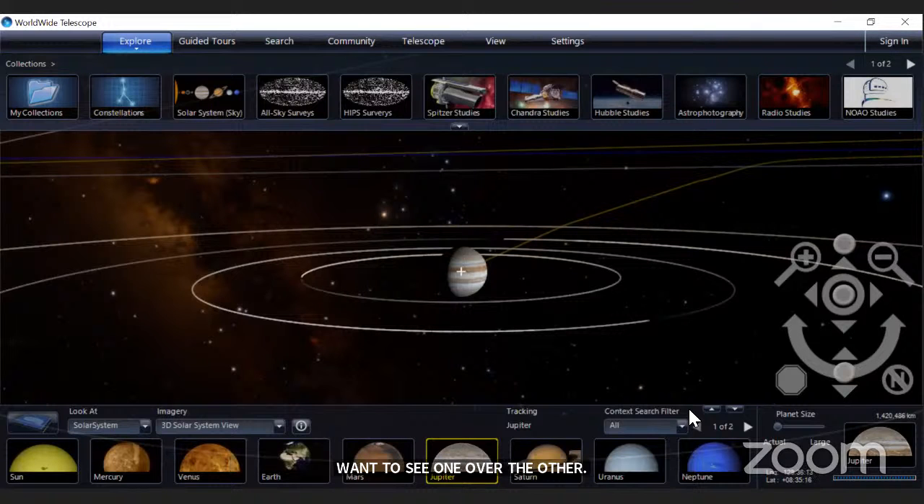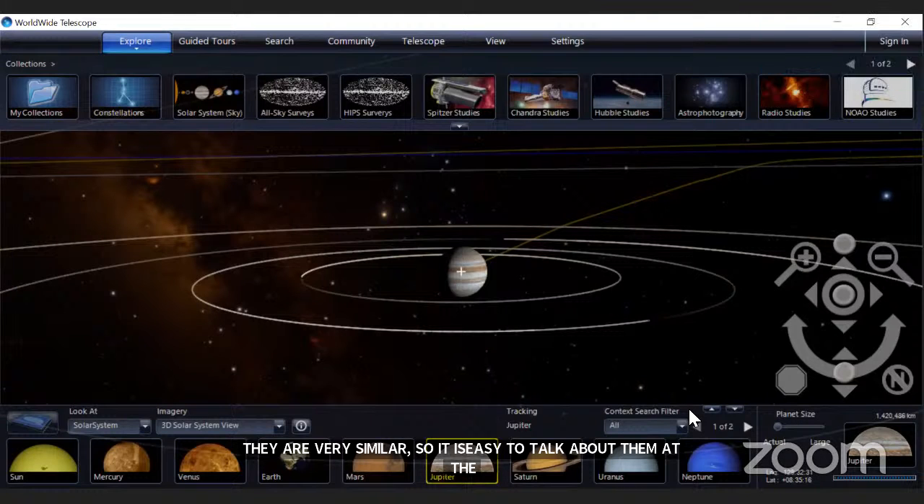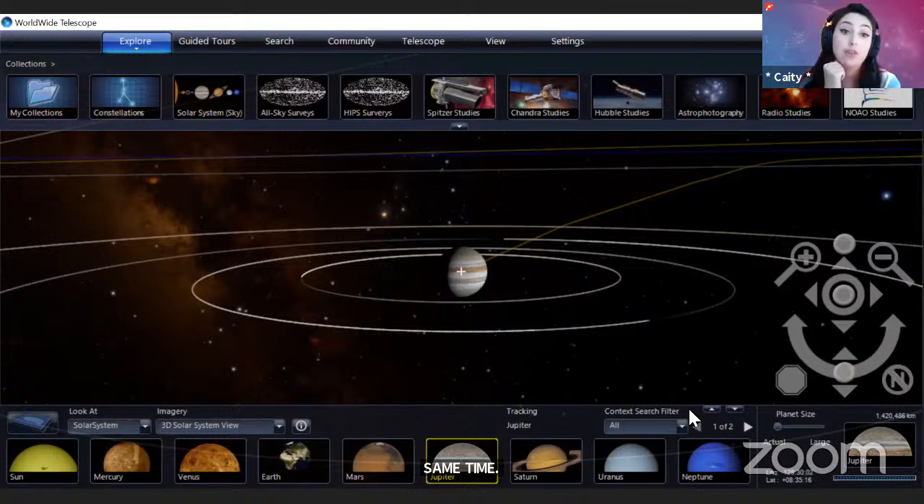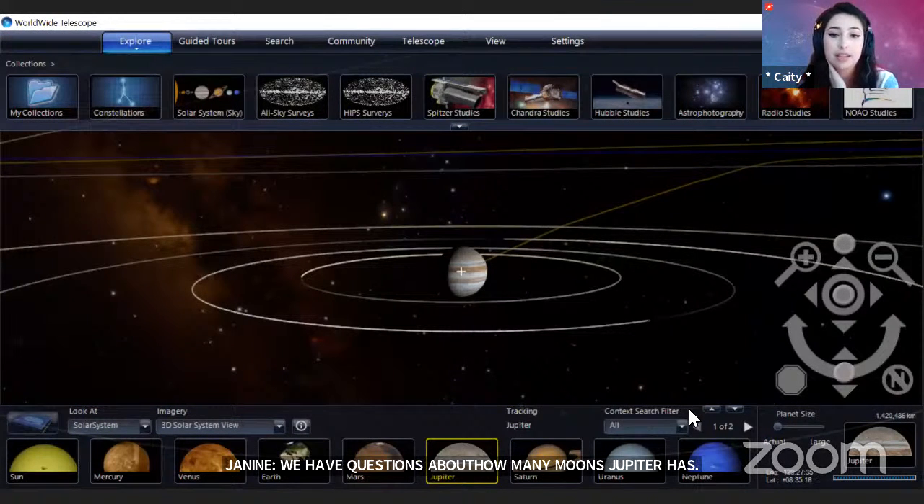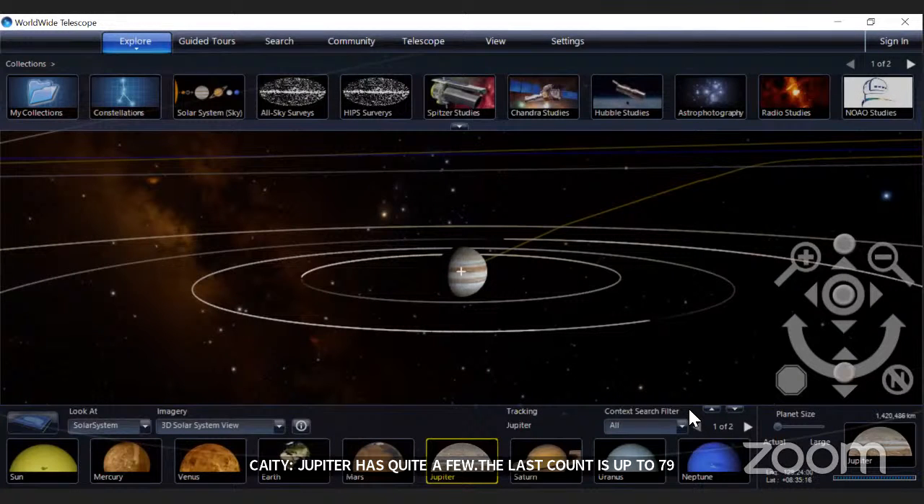I have questions about how many moons Jupiter has. Yeah, Jupiter's got quite a few. Last count, it is up to 79 moons. And that was after 12 new moons were discovered just a year and a half ago, I believe. So new moons are being discovered all the time. Saturn is up to 82. And I think the majority has it at Neptune. We want to visit. Awesome.